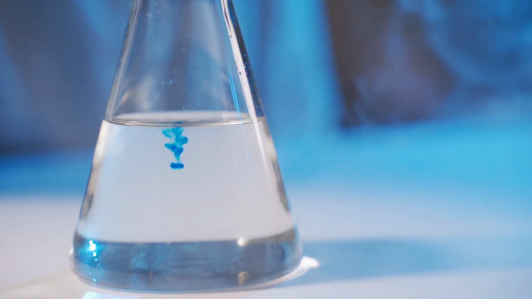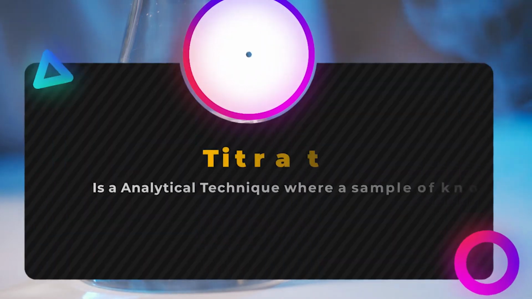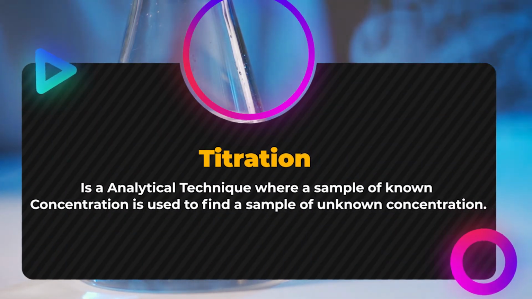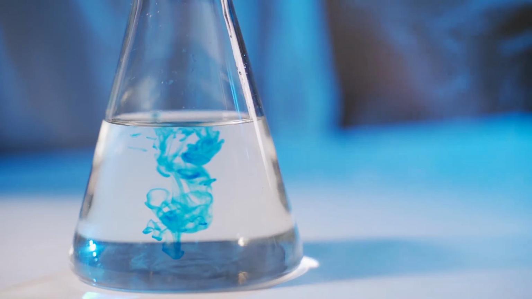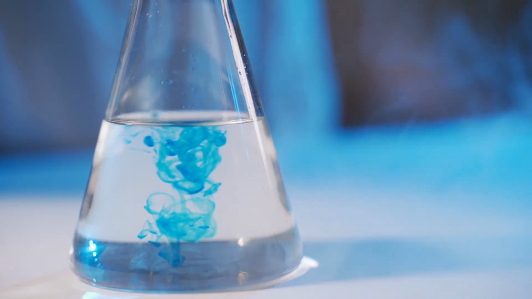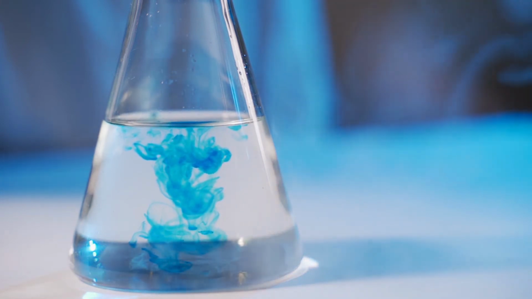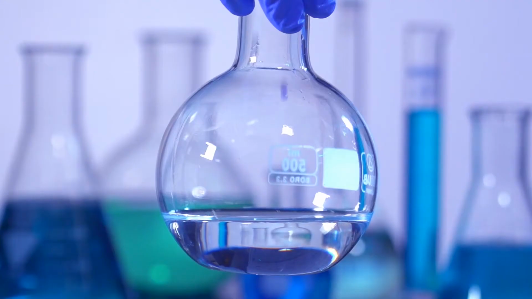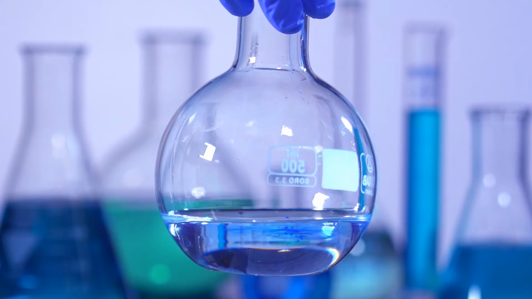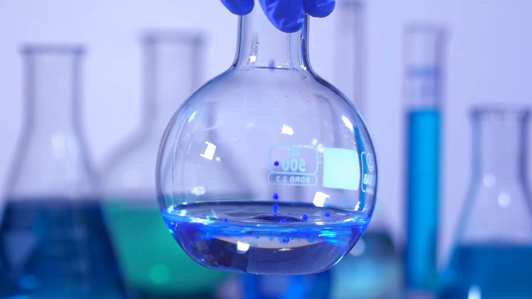In today's lab, we will be doing an acid-base titration. A titration is an analytical technique where a solution of known concentration is used to determine the concentration of an unknown solution. Normally, the known solution is placed in a burette and is added dropwise to a flask containing the unknown solution. An indicator is used to highlight the end of the reaction. An indicator is a chemical compound which changes color at different pHs.